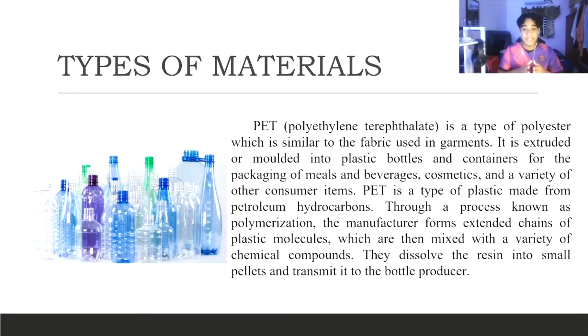So PET is a type of plastic made from petroleum hydrocarbons. Through a process known as polymerization, the manufacturer forms extended chains of plastic molecules, which are then mixed with a variety of chemical compounds. So they dissolve the resin into small pellets and transmit it to the bottle producer.